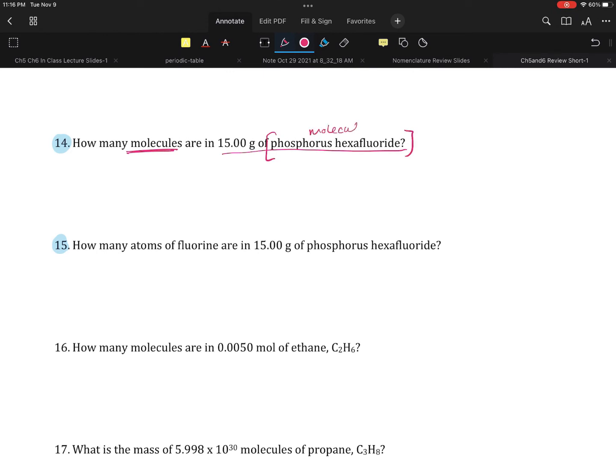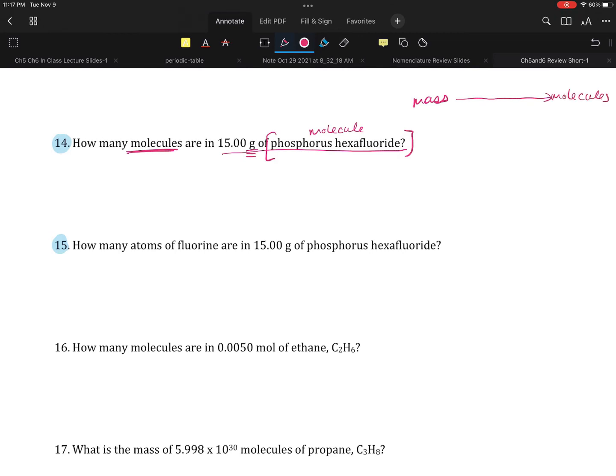It's important to note that phosphorus hexafluoride is a molecular compound, which means that its particles are referred to as molecules. So I'm not trying to break phosphorus hexafluoride down. I'm just trying to figure out how many of them there are. So we're going from mass to molecules. Let's talk about how to do that.